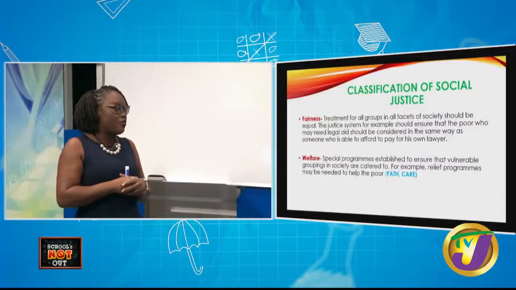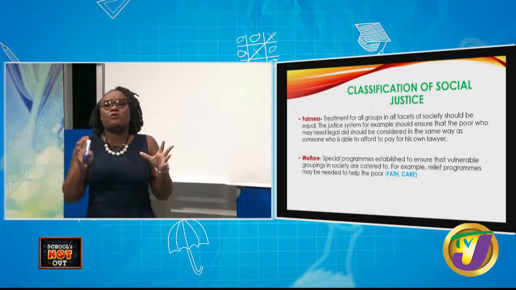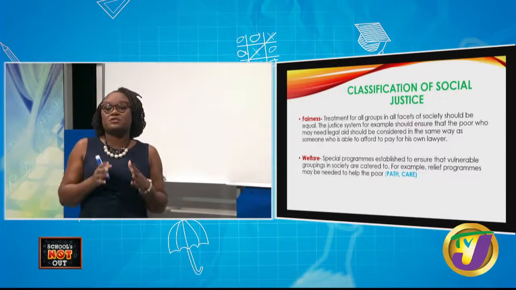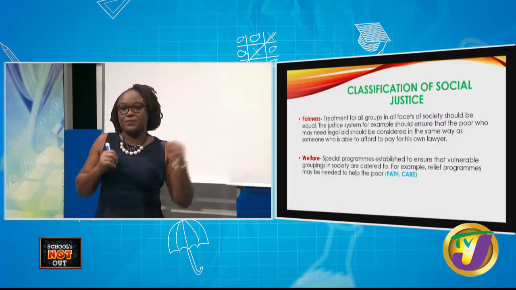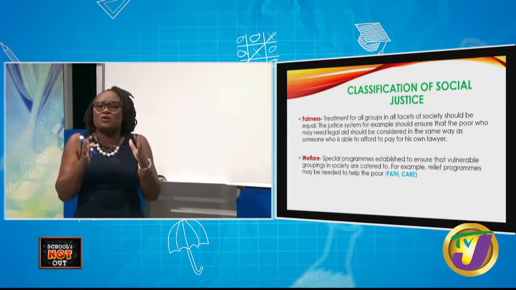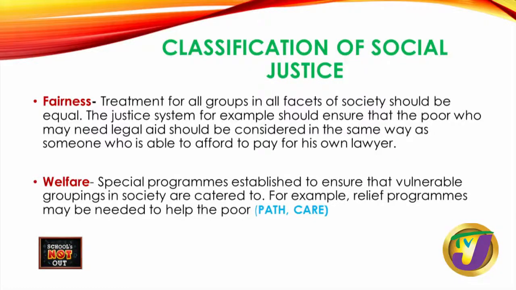Welfare, let's look at that word. We're talking about special programs that are implemented or established by a government to ensure that no grouping is left out. All right, so within a society, everybody would obviously not be on the same page. So you want to find these kinds of programs or implement these kinds of programs. We're talking about things like relief programs. PATH, for example, Program of Advancement Through Health and Education. And that is for the vulnerable groups in our society, those who are not able to afford it.